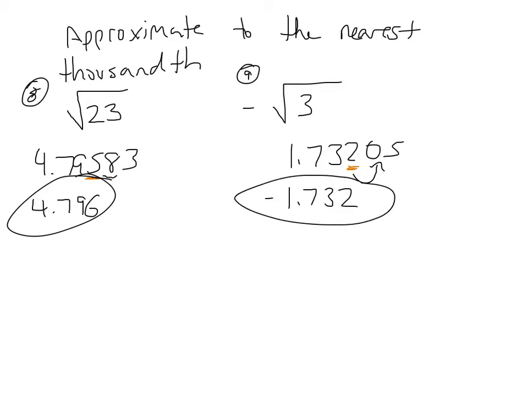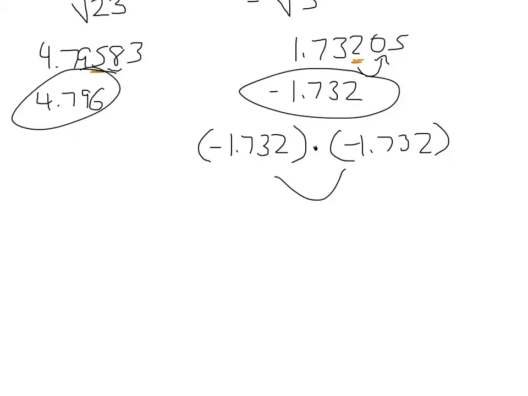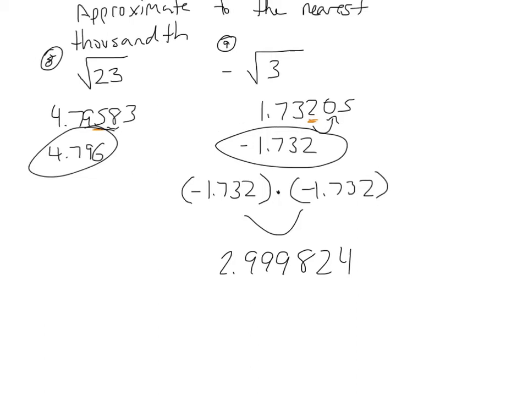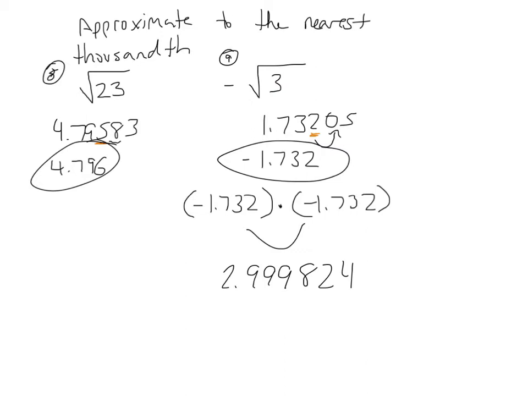Now what I want you to do in your calculator is type this in. Type in parentheses, negative 1.732, end parentheses, times, start another parentheses, negative 1.732, end parentheses, and do that. Multiply those together and see what you get. All right, so when I do that, what I get is a positive 2.999824. And we know that is pretty darn close to 3, right? But it's not quite. And that's why we call it an imperfect square. 23 is an imperfect square. 3 is an imperfect square.